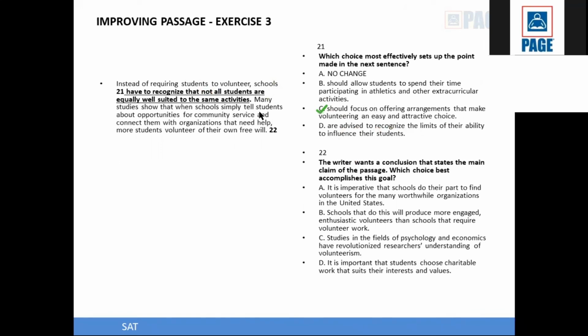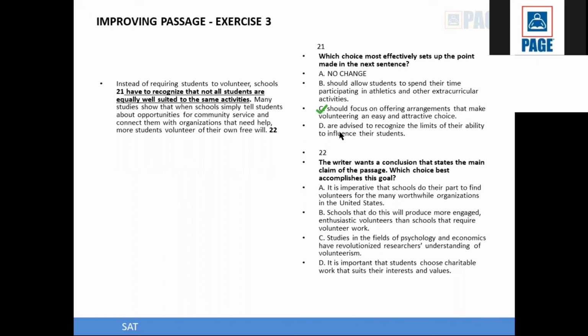It is implied about community service, volunteering service. So schools have to recognize that not all students are equally well suited to the same activity. Instead of saying that, students focus on offering arrangements that make volunteering as easy and attractive. So this would be effectively made. It is an easy way to eliminate two options. Okay, so C is the answer.